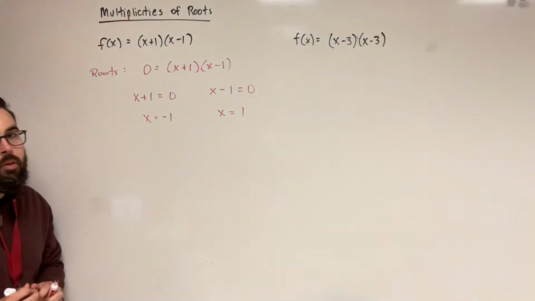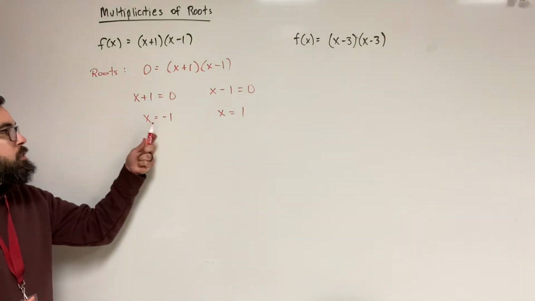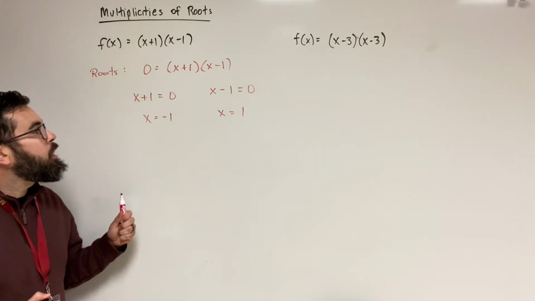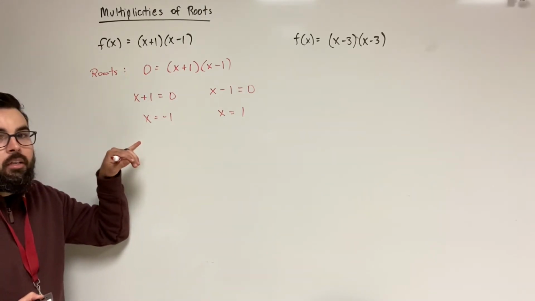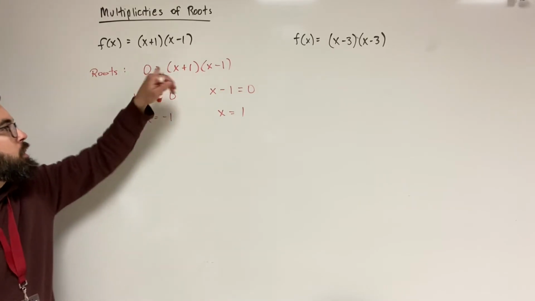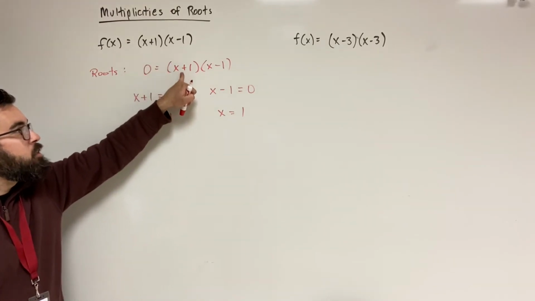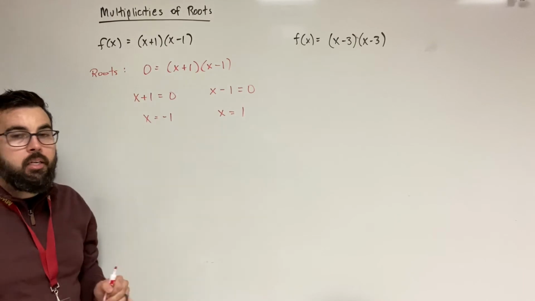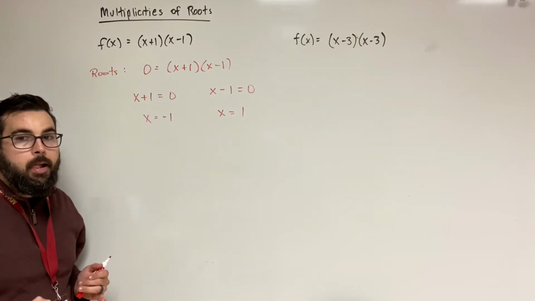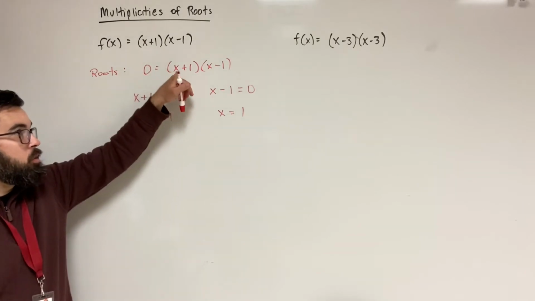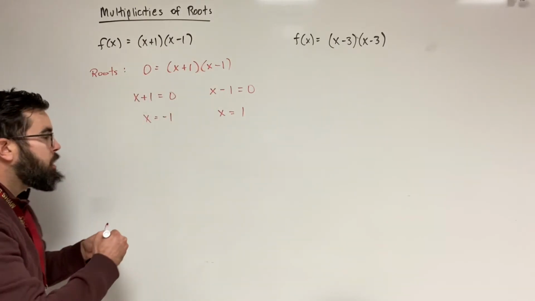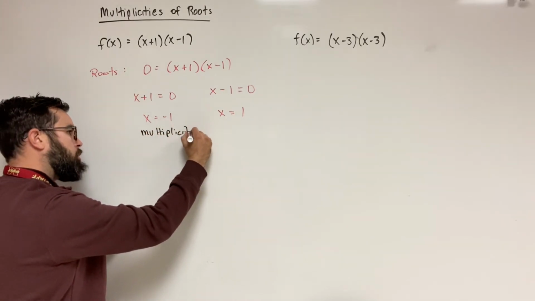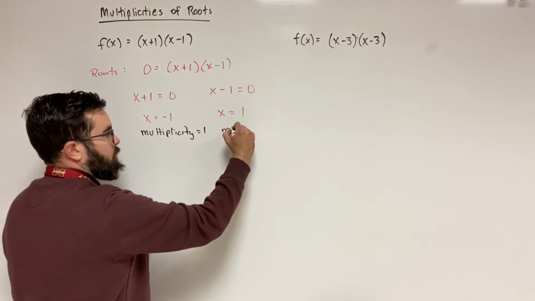Now, the multiplicity refers to how many times that solution shows up in the solution set. Or another way to say this is how many times that factor appears in the quadratic. So if you look at the factors, there's one factor of x plus 1 and one factor of x minus 1. Therefore, the solutions corresponding to those factors only appear one time, because there's only one factor of each. So we would say that both of these have multiplicities equal to 1, and same thing here.